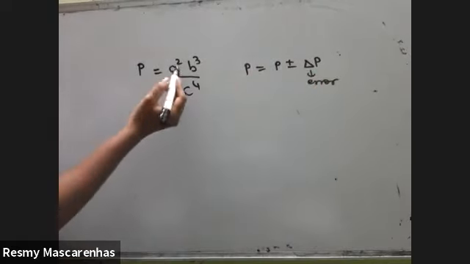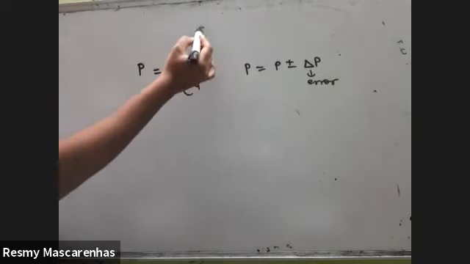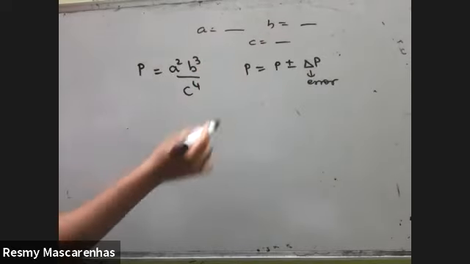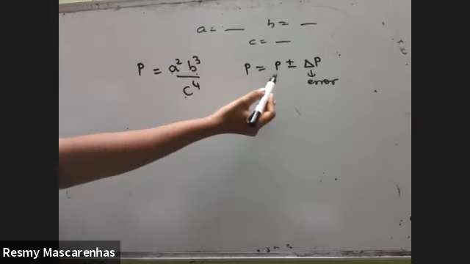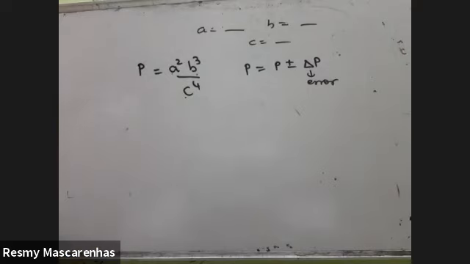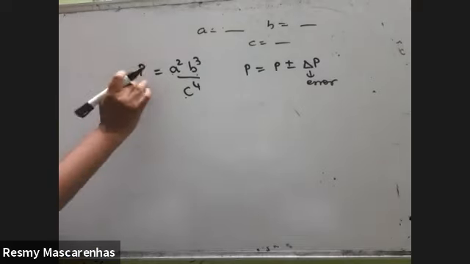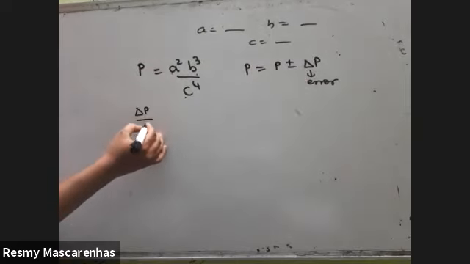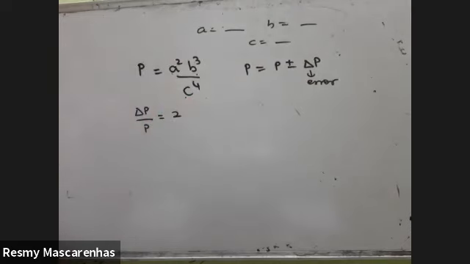For this P, what we normally do is directly use the same formula. Whether there's a divide or not, a will be given to you, b will be given to you, c will be given to you. So the direct values we always put in, and then we calculate the main P. And to find delta P, we always use the delta formula, that is delta P upon P.